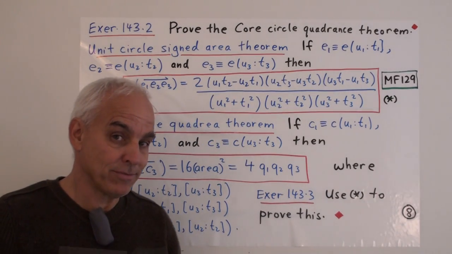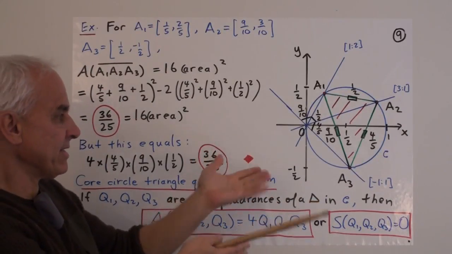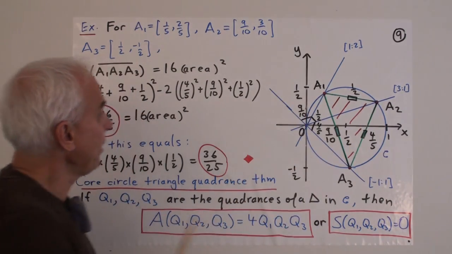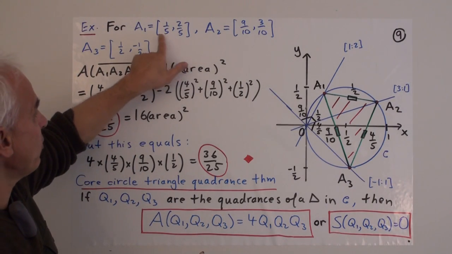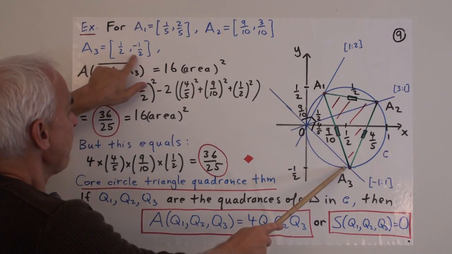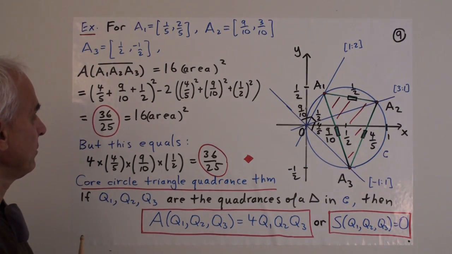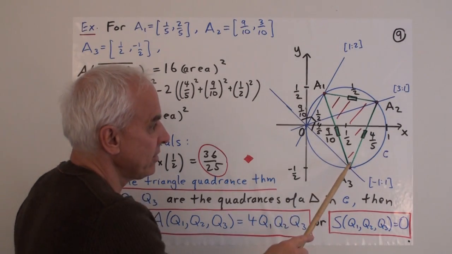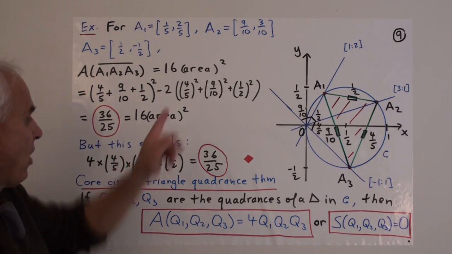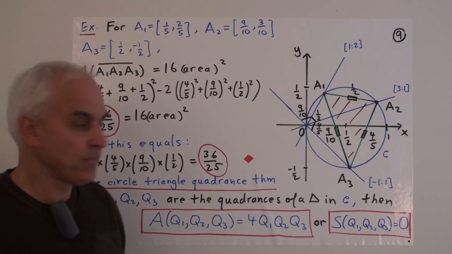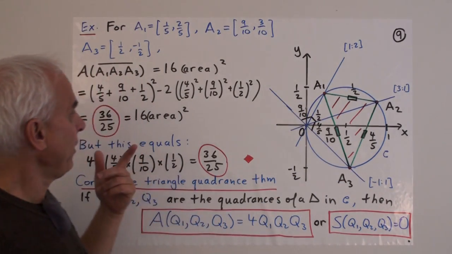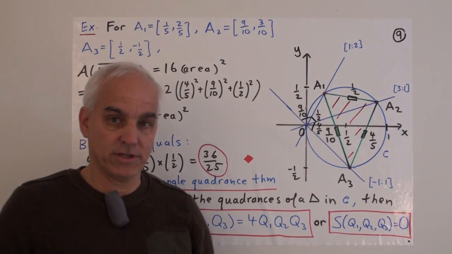Let's have a look at an example. Our example will be exactly the same triangle that we were looking at before: A1, A2, A3 with coordinates 1/5, 2/5, 9/10, 3/10, and 1/2, minus 1/2. This triangle sits inside our core circle. What's its quadrea? Well, the quadrea is 16 times the square of the area. You could use a determinant to calculate the area because we know the coordinates of the points.